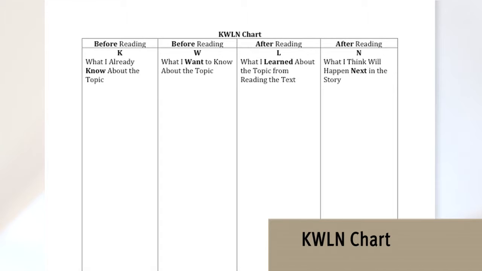Research tells us that people understand, process, and remember new information better when they can relate it to information they already know. Using a KWLN chart is a way for learners to improve their comprehension by connecting new ideas and information to their current knowledge base.